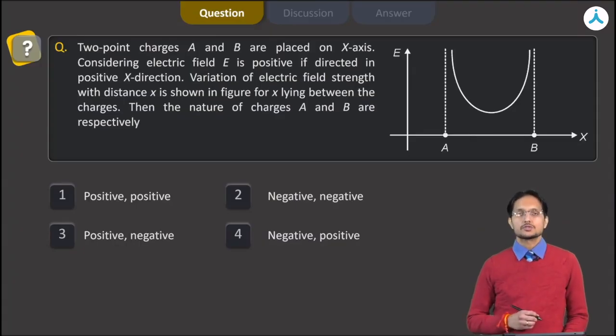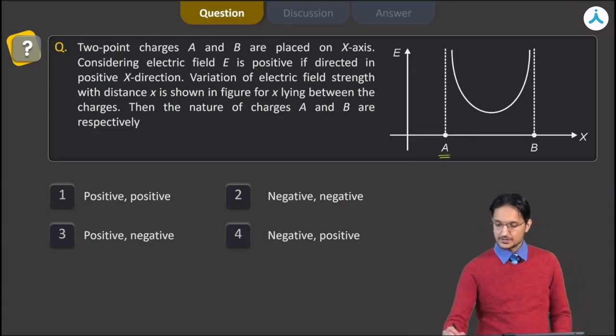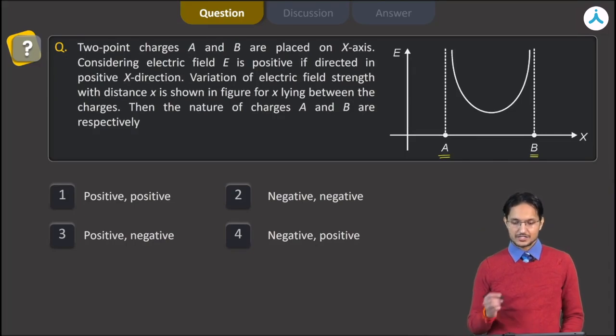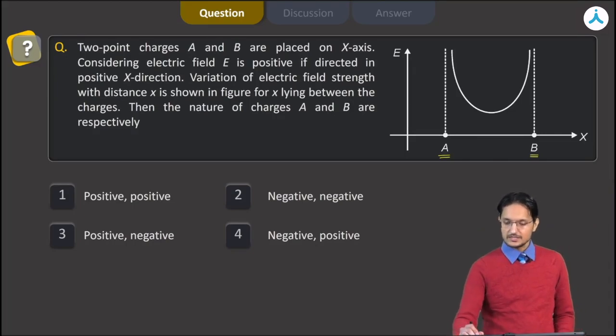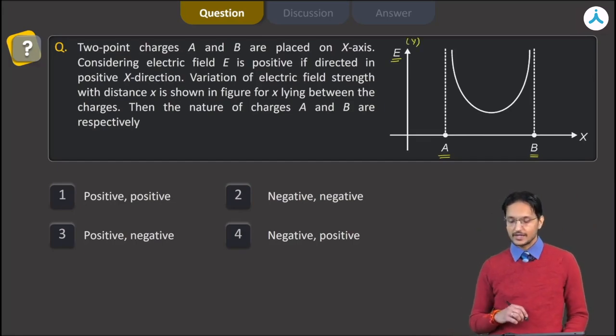Let's read out this question. 2 point charges A and B are placed on x-axis. Okay, this is A, this is B. Considering electric field is positive if directed in the positive x direction. Alright, so we can see in this diagram that E is along the y-axis, has been shown along the y-axis.